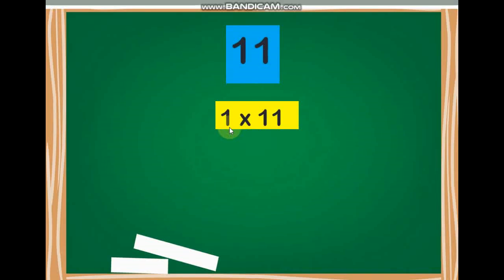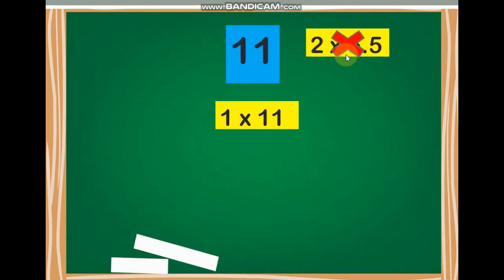Meron pa bang pwedeng mag-divide sa kanya? What if number 2? Okay. 2 times 5.5, we will have 11. But again, sa rule, dapat ang factors ay eksakto na whole number without remainder. So, ibig sabihin, 2 is not a factor of 11.